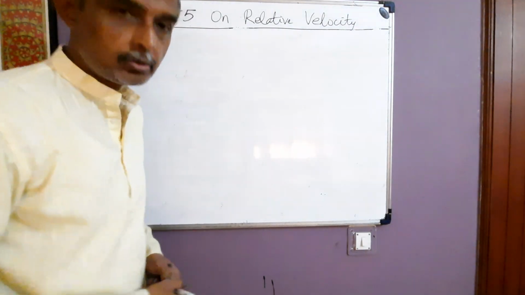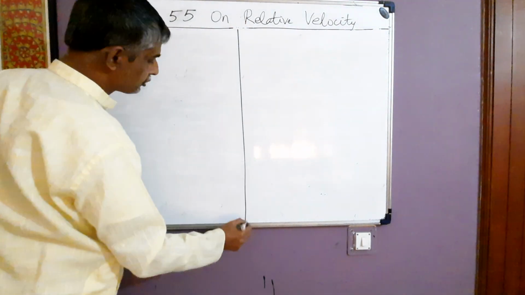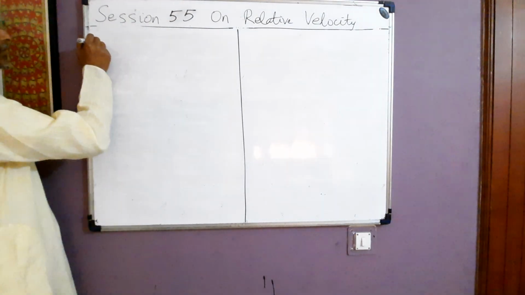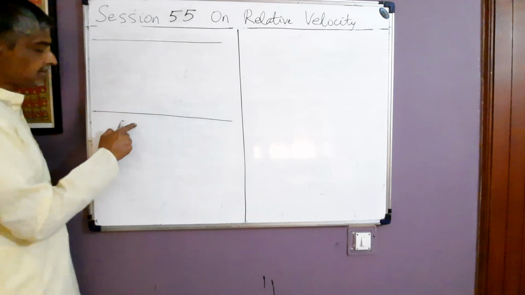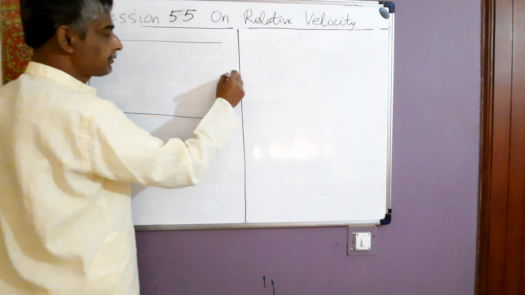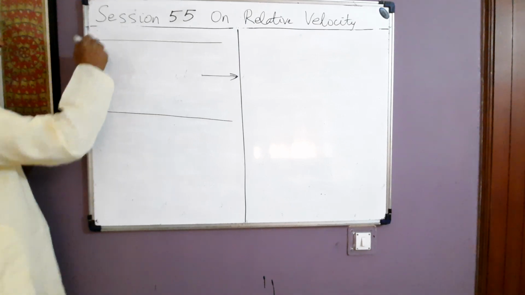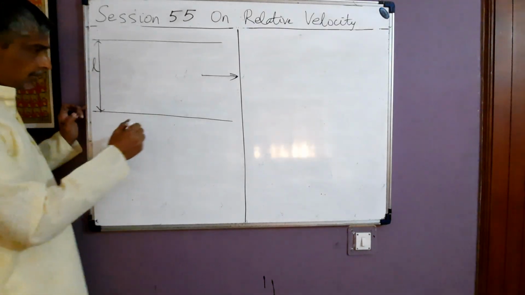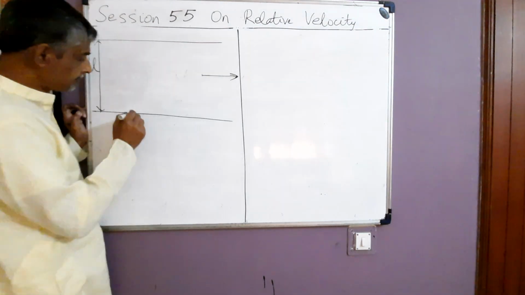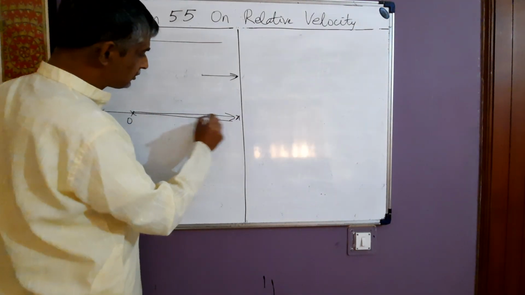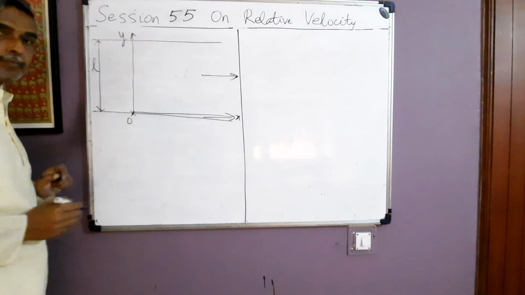So this is the solution. I'll draw the top view of the river. This is the south bank, this is the north bank. The river flows towards east with respect to ground. Width of the river is given to be L. The swimmer is initially at a point on the south bank taken to be the origin of the coordinate system. Positive x-axis is along eastward direction. Positive y-axis is along northern direction.